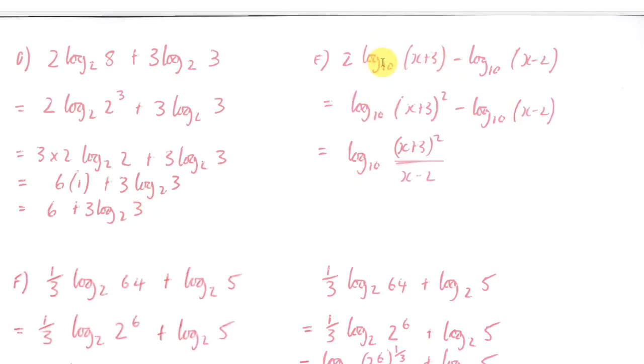E, I've got log base 10 in both of these terms. And I've got 2 lots, and you can see I've now got some algebra involved, x plus 3 and x minus 2. First of all, let's bring the 2 up to the top. So I've got log base 10 of (x plus 3) squared minus log base 10 of (x minus 2). Same bases, so log base 10 of (x plus 3) squared, and because of the minus, I'll do a division, by (x minus 2).